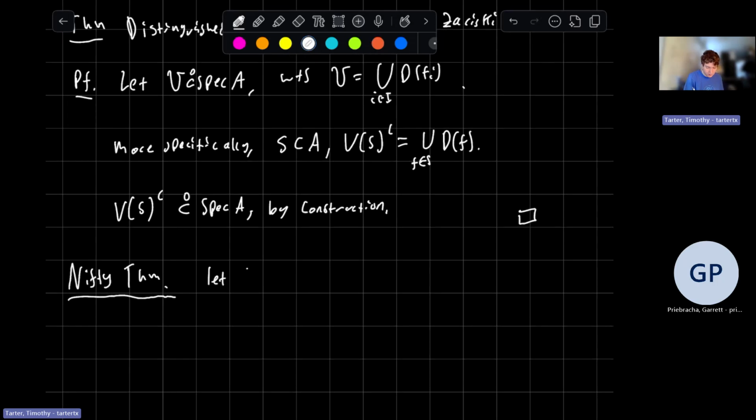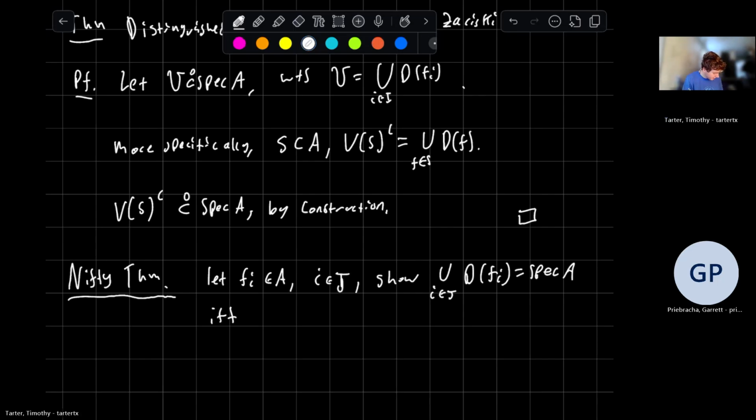Let F_i be in A for i in some indexing set J. Show that the union over i in J of D(F_i) is equal to Spec A if and only if the ideal generated by F_i, i in J, is equal to A.